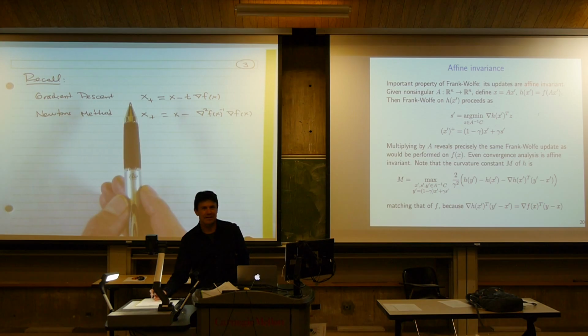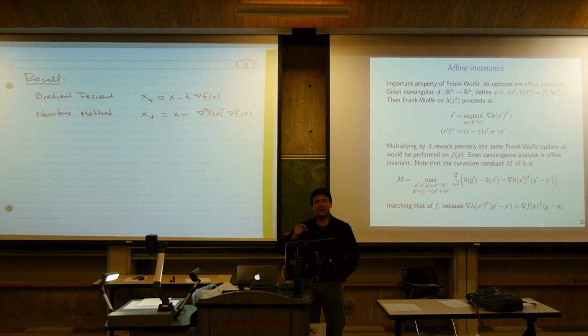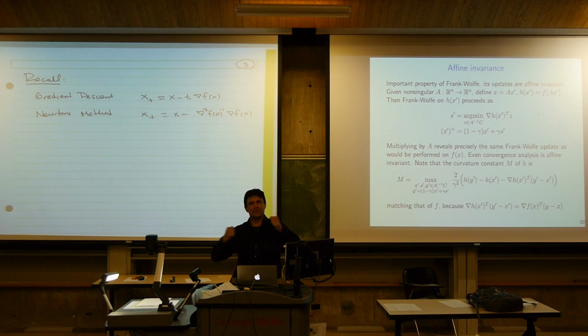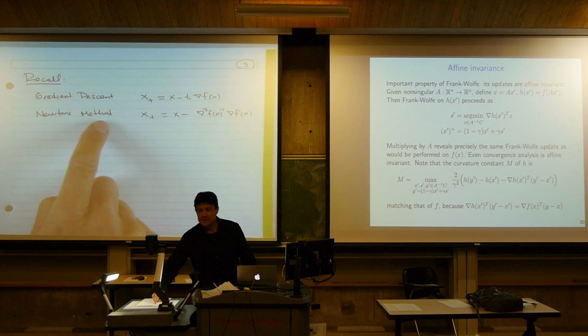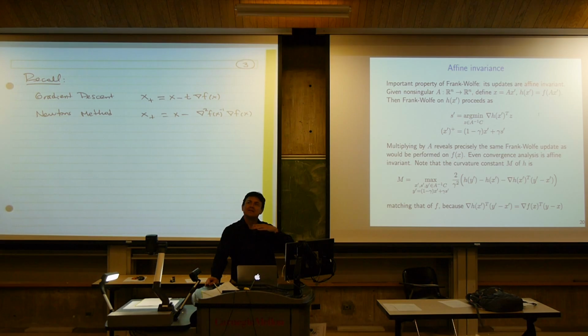In particular, if you take a quadratic function f, and you scale some of the coordinates appropriately, gradient descent may start behaving much better because the level curves may be transformed into circles, balls. By contrast, Newton's method is affine invariant, meaning that the iterates are essentially the same, the algorithm behaves the same regardless of how you change the variables in any kind of affine way.